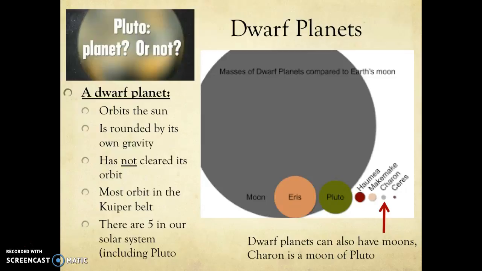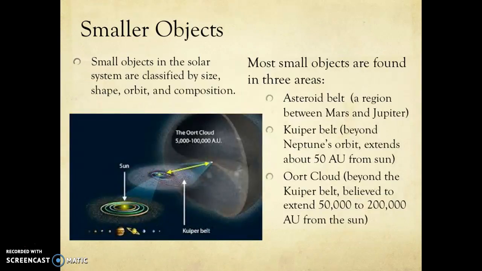And let's go ahead on to the next slide. Now that's not all that's out there. There's also smaller objects. And those smaller objects are classified by things like their size, their shape, what their orbits are, what they're made up of. And we'll talk about those individual things in just a moment.